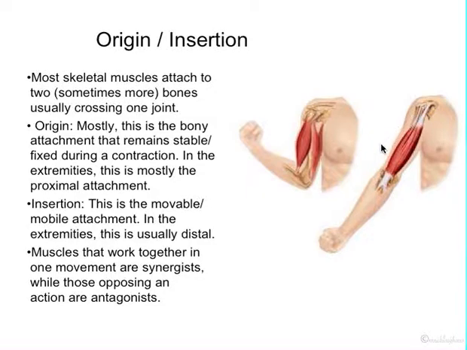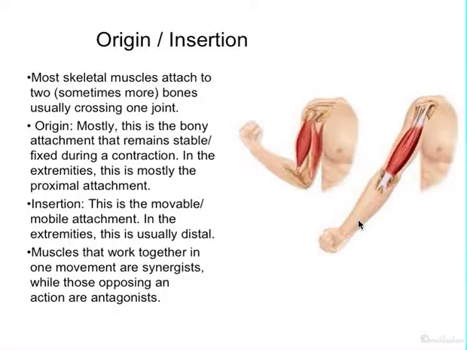And then the insertion is the other one. That's the movable or mobile attachment. In the extremity, this is usually further away from the midline of the body, from the attachment of the limb to the body, usually more distal.